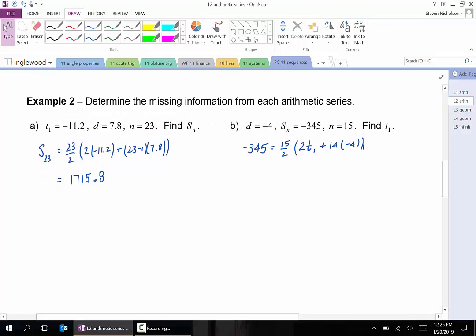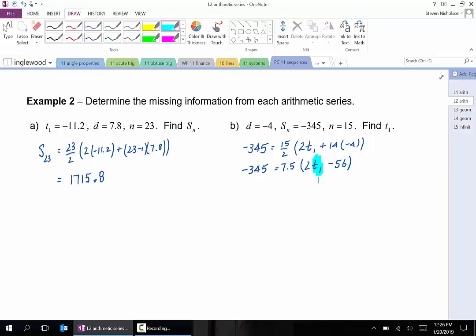And now we're going to simplify everything we can. So 14 times negative 4 isn't simplified. The first thing I want to do is make my life easy. And at this point right here, if you want to do 15 divided by 2 is 7.5, you could. And here's what we get. So we're going to solve this equation. And remember, I need to isolate t1. I have to get rid of 7.5, I have to get rid of 2, and I have to get rid of negative 56.